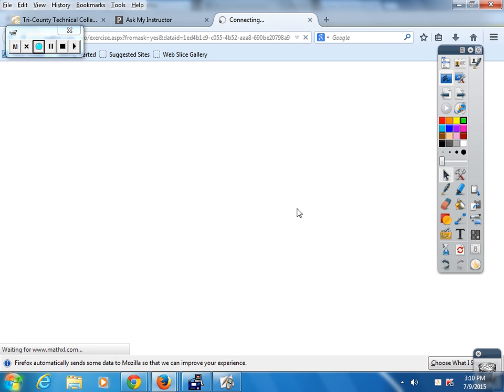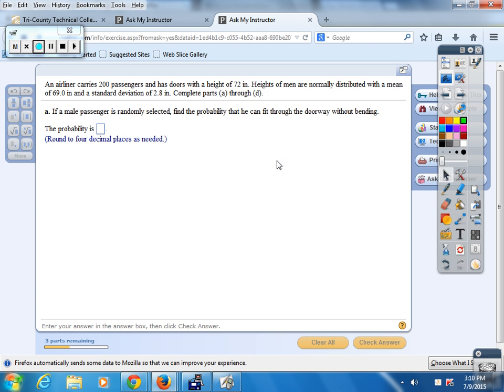And 9, last one. An airline carries 200 passengers and has doors with the heights of 72 inches. Heights of men are normally distributed with a mean of 69 inches and a standard deviation of 2.8. If a male passenger is randomly selected, find the probability that he can fit through the doorway without bending. So, draw you a picture.